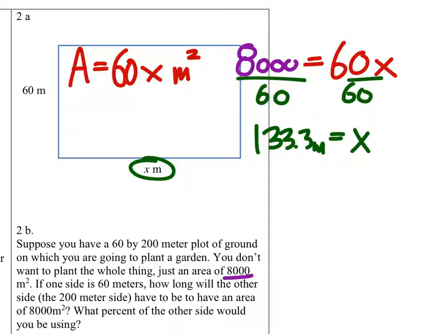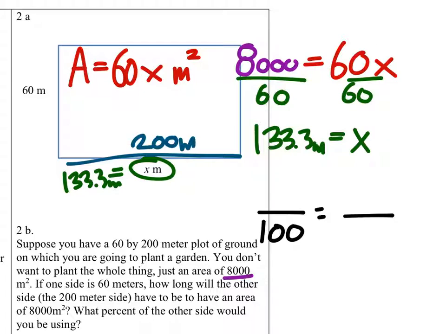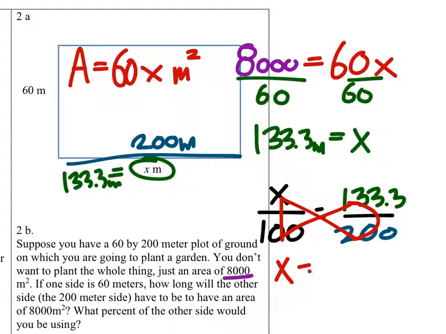So then it says, what percent of the other side would you be using? Well, the whole length, what it's saying is it used to be 200 meters, but we're only using 133.3 meters of it. So since we're looking for a percent, we can make a percent proportion on these. We don't know the percent, but we know the part of it is 133.3 meters, and the whole length would be 200 meters. So this is the setup, and I got 100 times 133.3 divided by 200 equals x, and the percentage, just by using the fish method on that, 66.7%, which is rounded.